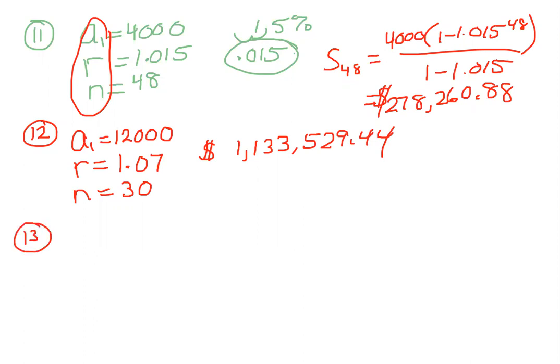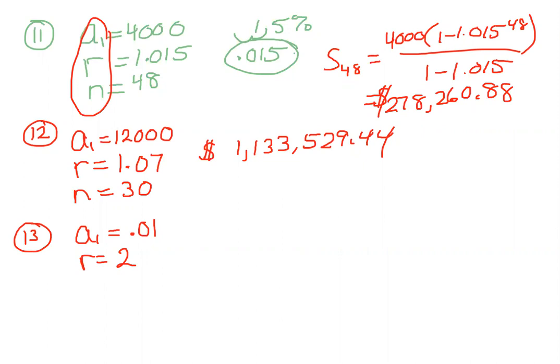All right, number 13. Carol wants to be a millionaire if she saves 1 cent on the first day, 2 cents on the second day, 4 cents on the third day, and so on. How many days will it take her to save $1 million? All right, this one is a little tricky. So we've got A1 equals 1 cent, and R equals 2, because we're multiplying it by 2 each time.